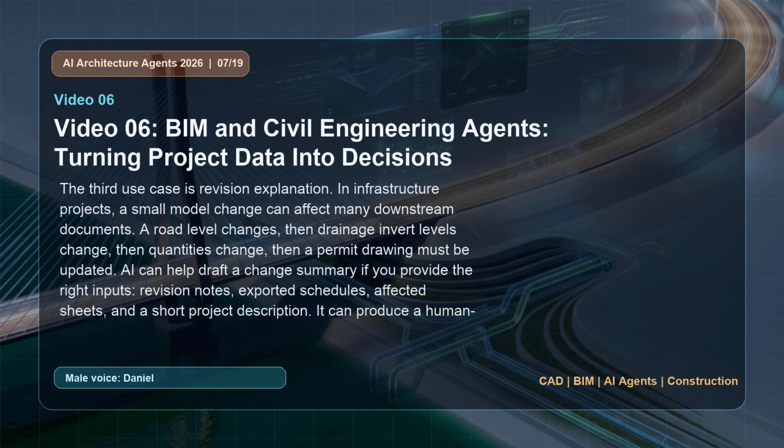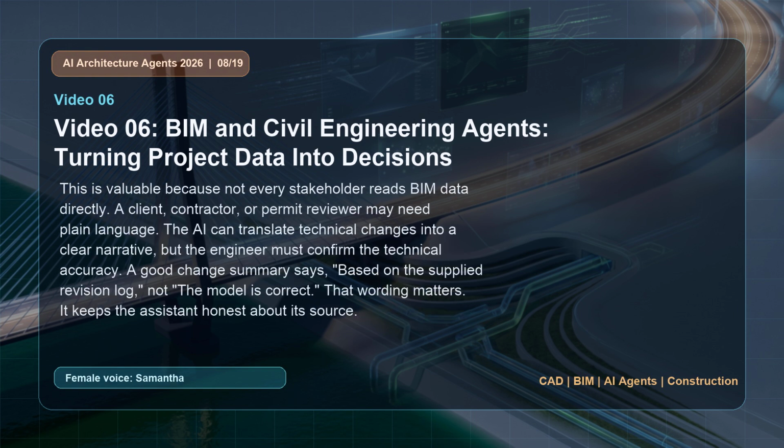The third use case is revision explanation. In infrastructure projects, a small model change can affect many downstream documents. A road level changes, then drainage invert levels change, then quantities change, then a permit drawing must be updated. AI can help draft a change summary if you provide the right inputs, revision notes, exported schedules, affected sheets, and a short project description. It can produce a human-readable explanation: what changed, why it changed, which packages may be affected, and what needs verification. This is valuable because not every stakeholder reads BIM data directly.